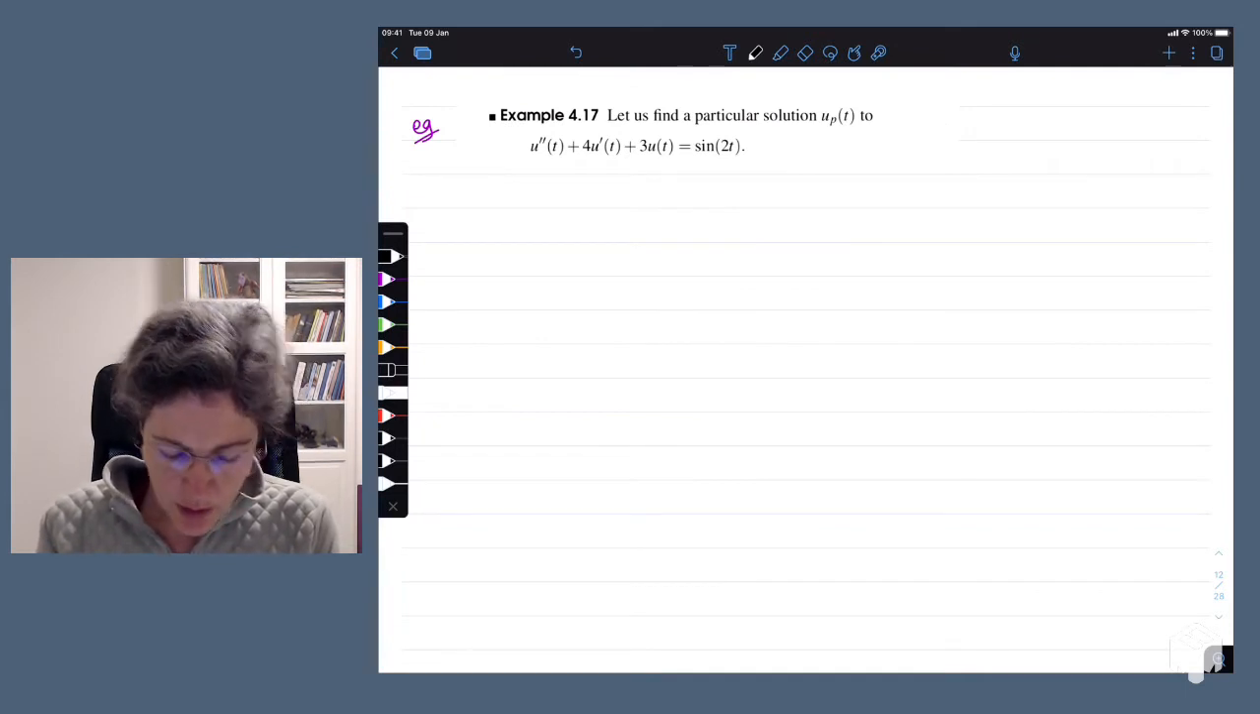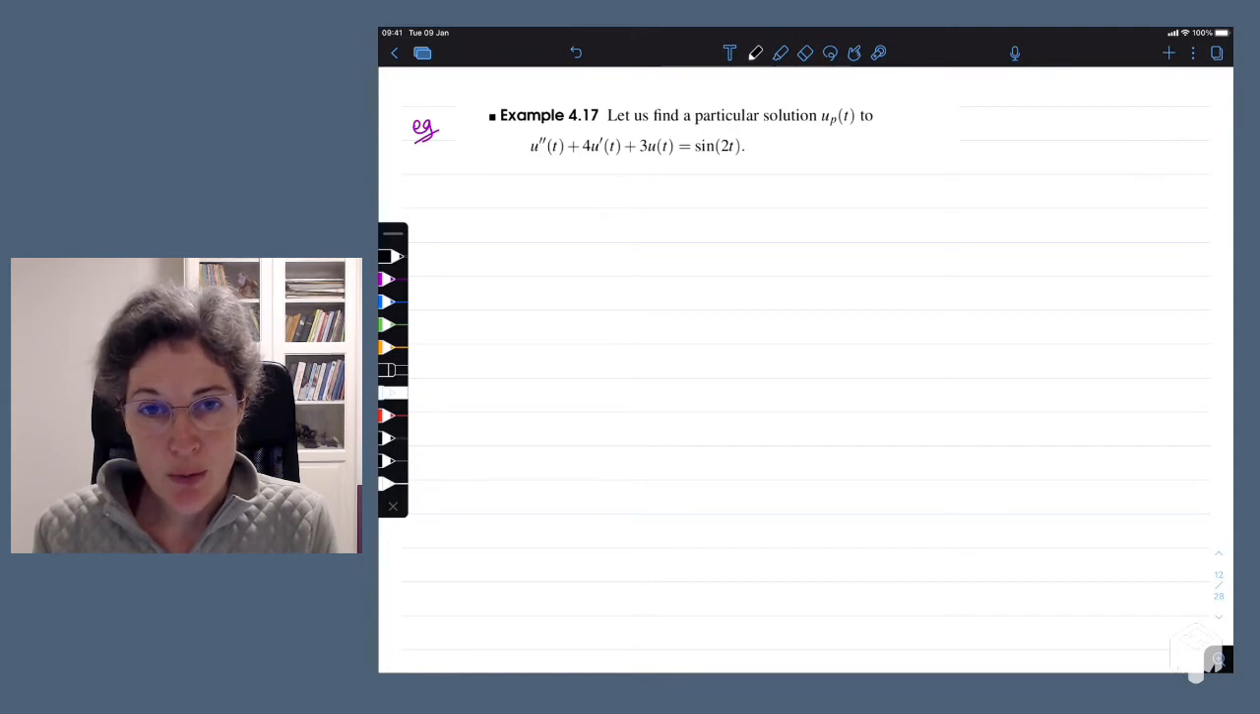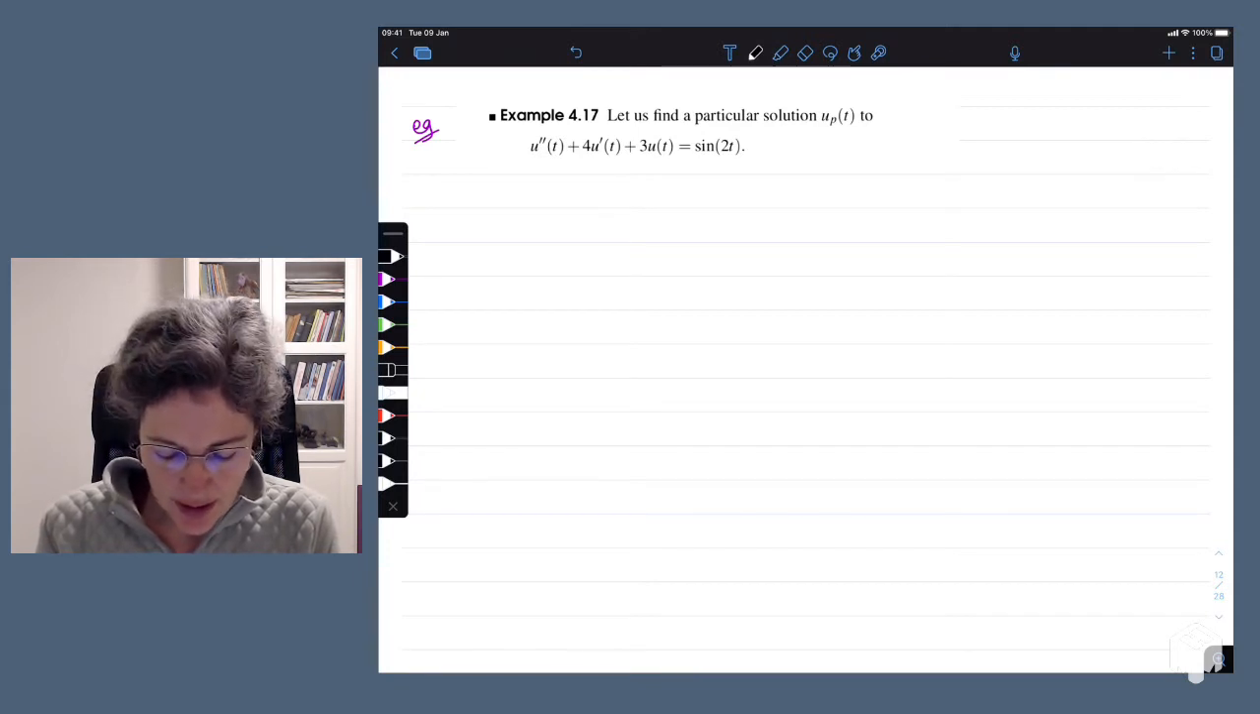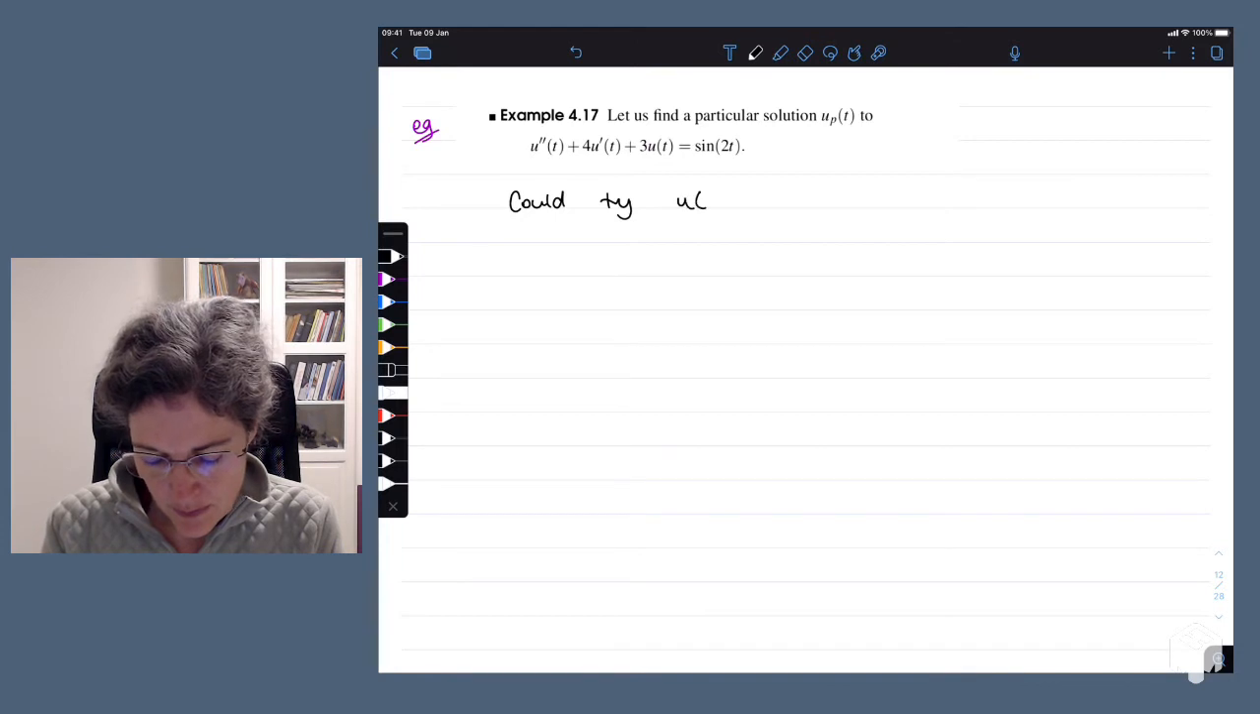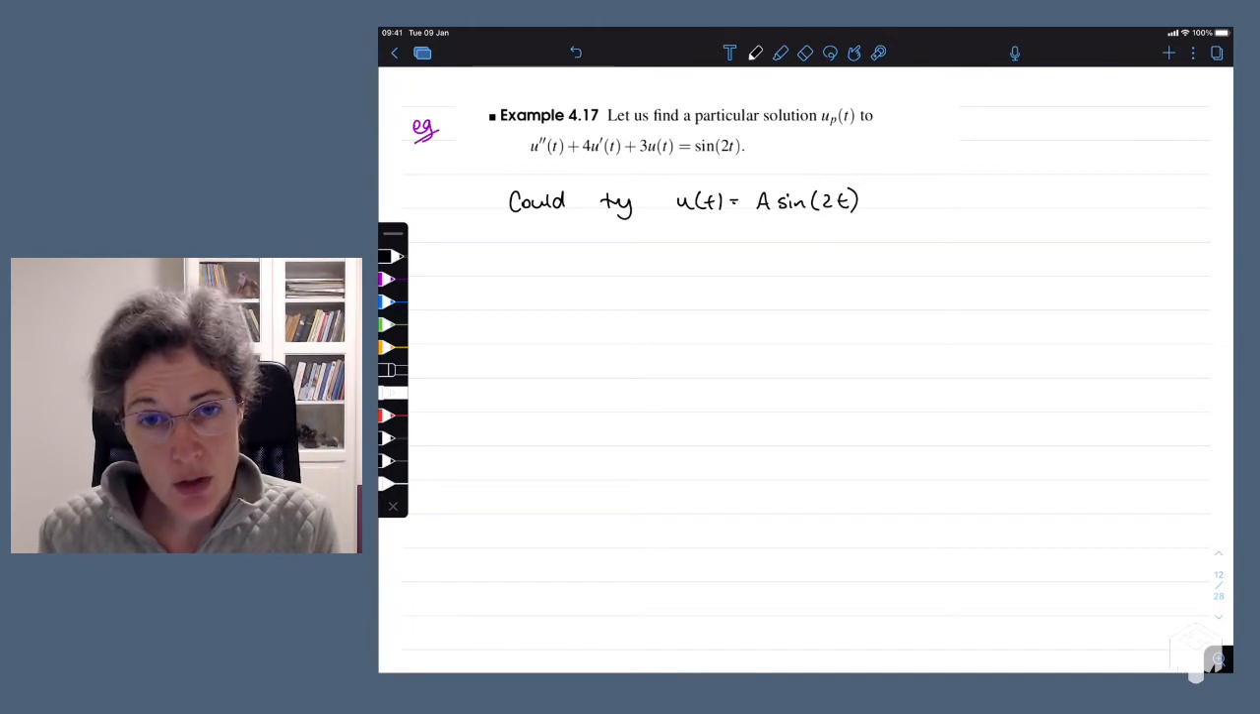So we could look at this and go, okay, well, it worked pretty well in the past to try and find solutions that look almost exactly the same. So you could try u of t is equal to a sine of 2t. But if you try that, you'll run into trouble. I suggest you do it just once.